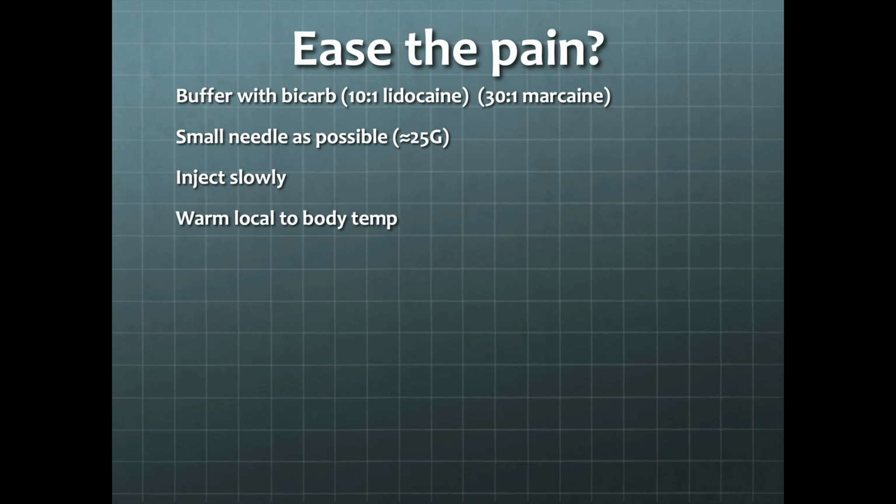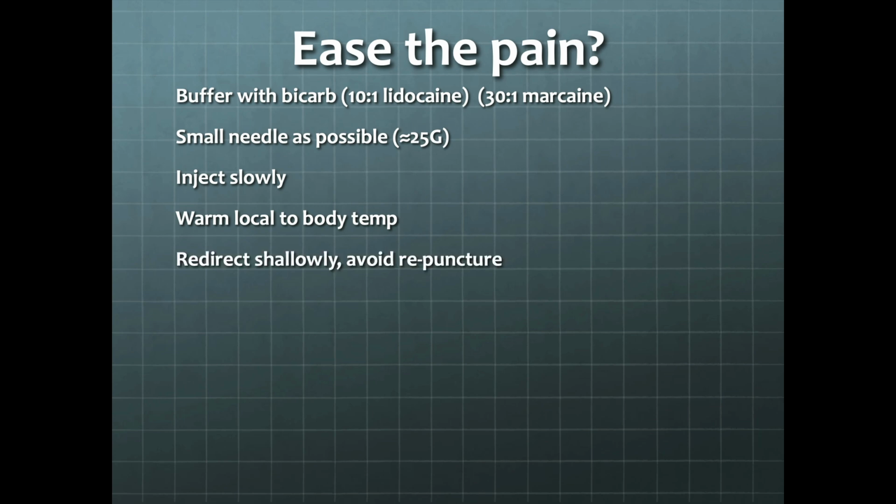Warm your freezing to body temperature. So when I'm sewing up a kid, before I even set up my suture tray, I'll grab my freezing, I'll buffer it with bicarb, and then I'll put it in my breast pocket of my scrubs. Then I'll set up my tray and get the kid in position and things. So by the time I'm ready to go, the freezing is already body temperature and it hurts a lot less.